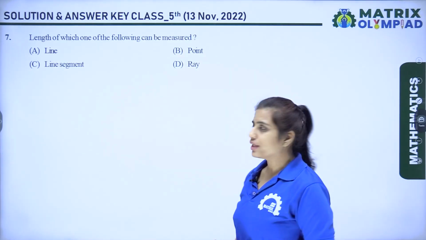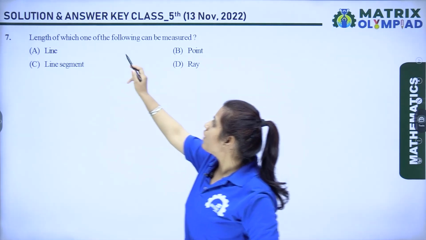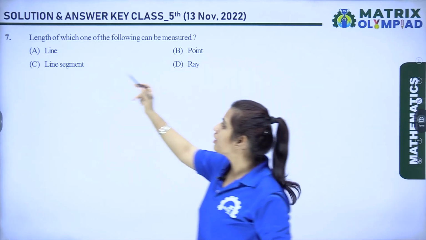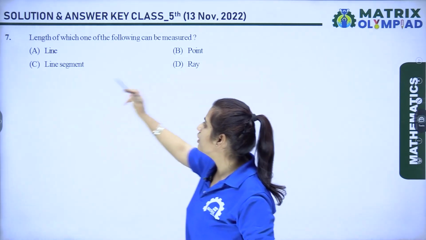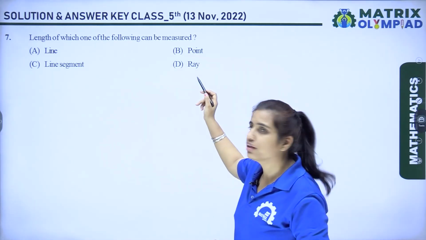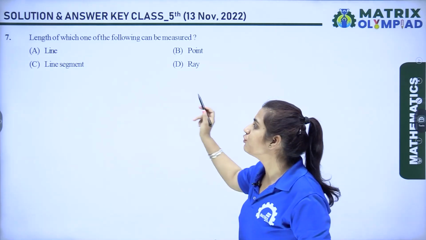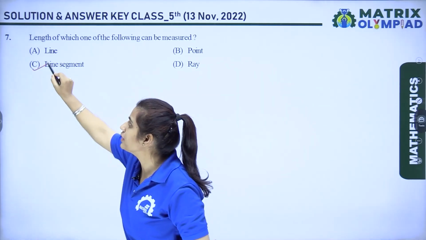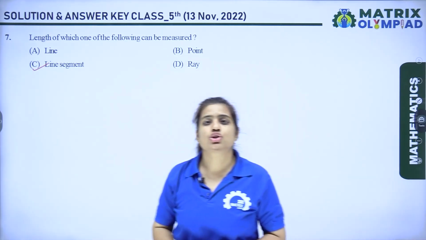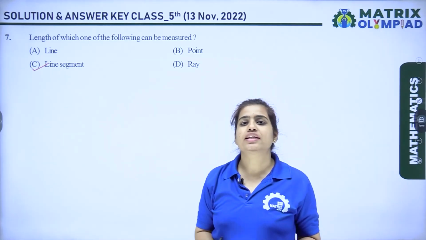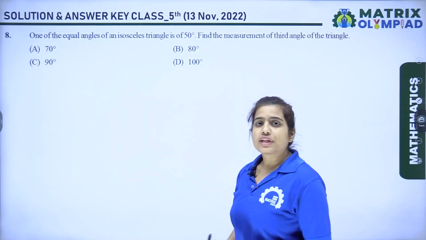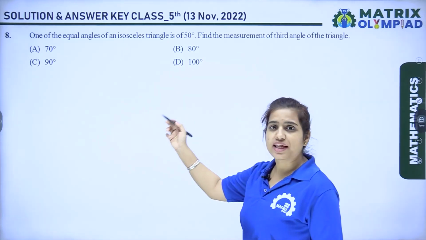Now the next question is, length of which one of the following can be measured? The options are line, point, line segment and ray. So out of these 4 options, we can say that line segment is the correct answer, that is option C. Line segment has 2 endpoints, so we can easily measure the length of line segment. Now the next question is question number 8.